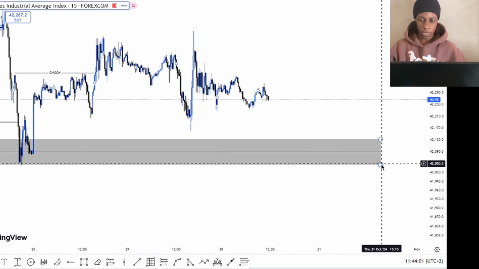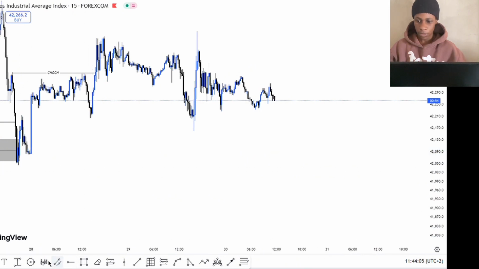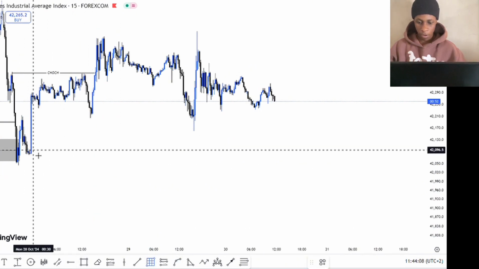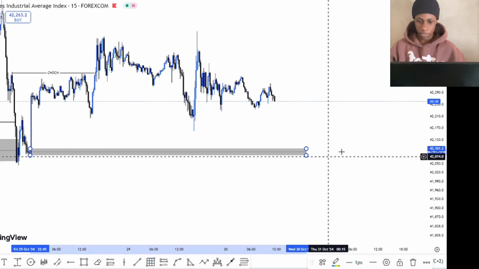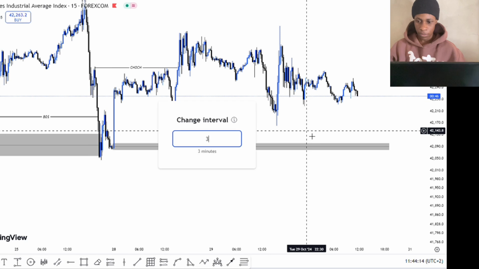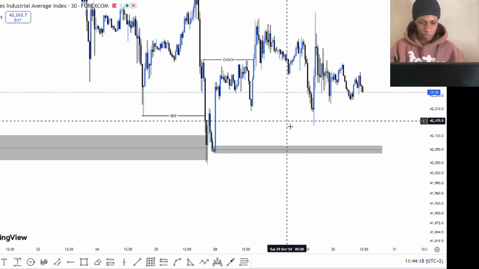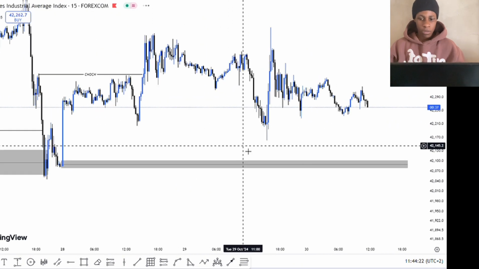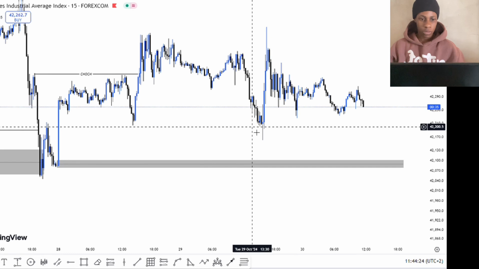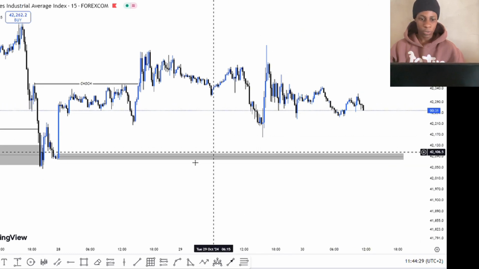So looking at this change of character, we can see that the origin which caused this change of character is this. Let me remove this one. Okay, then our origin is this. Okay, let's take right here. I think it's aligning with the 30 minutes. Let's move down to 30 minutes. Yeah, it's aligning, so that's what we have.